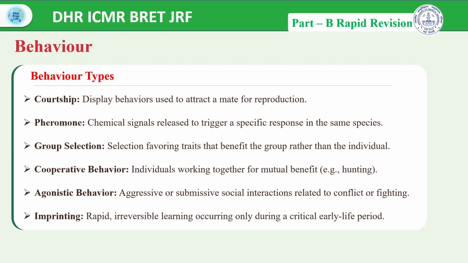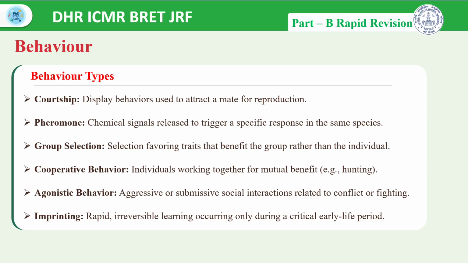Now there are certain types of behaviors. So courtship is one behavior where it is used to attract a mate for reproduction. Pheromones are the chemical signals which are released to trigger a specific response in the same species. And there is group selection, which favors the traits that benefit the group rather than the individual. Cooperative behaviors, in this individuals working together for a mutual benefit is seen, like hunting.